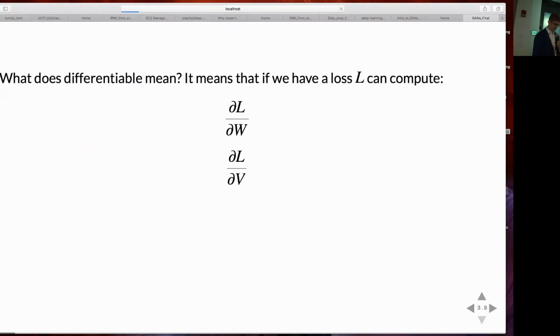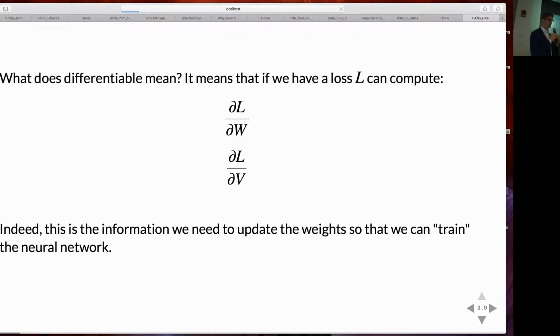So there's just some mathematical function. What does differentiable mean? It means that you can compute the derivative of the loss with respect to the weights. And what does that mean? That means that you can actually train these neural networks via gradient descent or backpropagation, which is like gradient descent upon gradient descent.